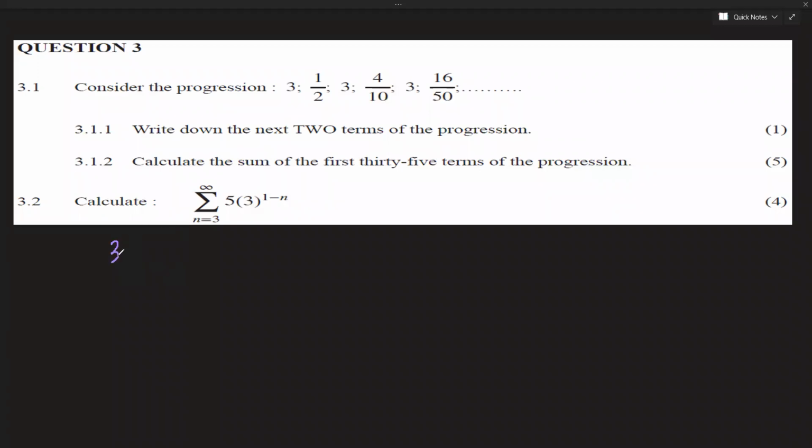So on 3.2, they say calculate. Right. Okay. So ladies and gentlemen, when I see this symbol, sigma, in my mind, I'm thinking of sum. Sigma means sum. So it's either going to be the sum of an arithmetic or geometric pattern. In this case, because the n is on the exponent, I know this is geometric. Always when your variable is the exponent, you have a geometric number pattern.